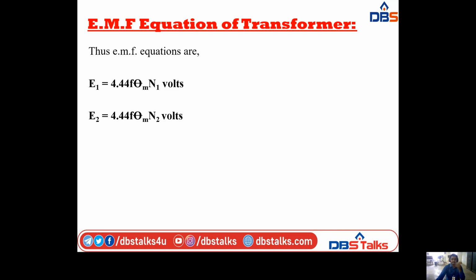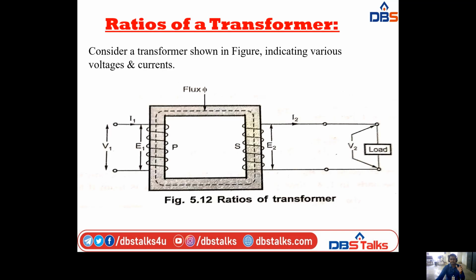So the EMF equations of a transformer for the primary and secondary are E1 is equal to 4.44 F into Φm into N1 volts, and E2 is equal to 4.44 into F into Φm into N2. These formulas are very useful to solve problems based on the EMF equations. So this is the EMF equation concept of a transformer. And next I am going to take the ratios of a transformer.